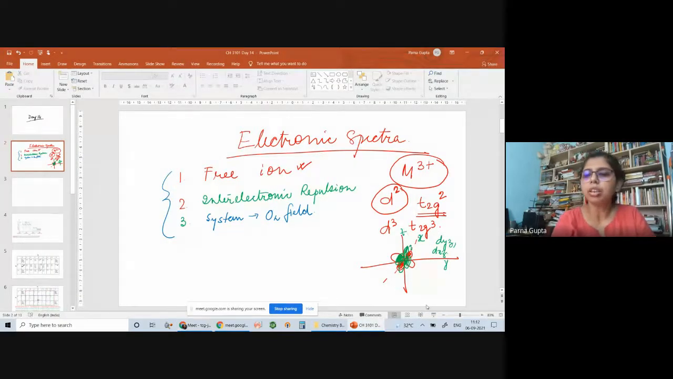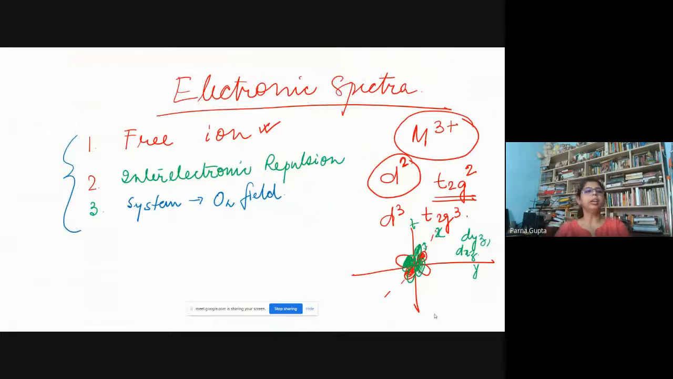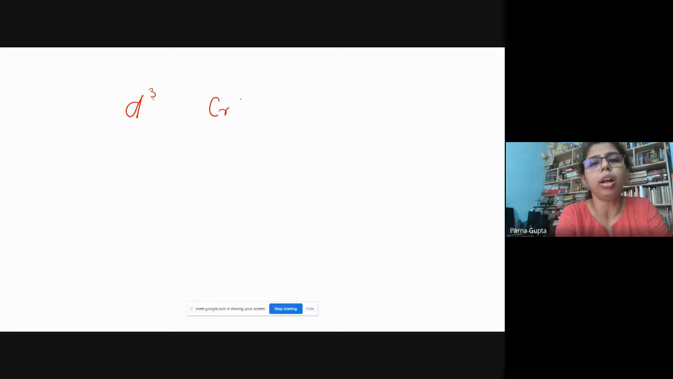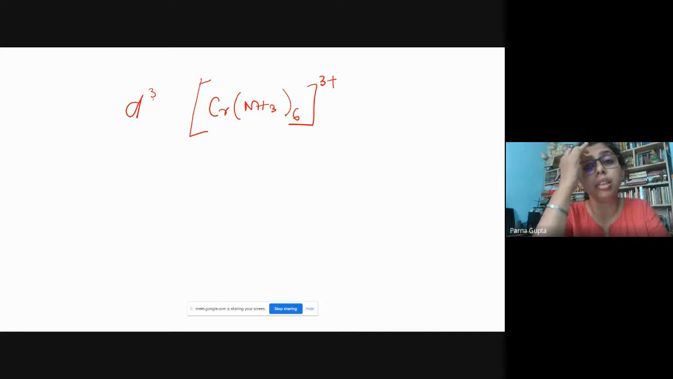So these are the 3 things that we need to consider. Now let us take a real picture. So let's say you have a d3 ion. One thing I must tell you is that today I am following mainly from Sievertskins, so that when you read it for the first time, you can clearly understand this.